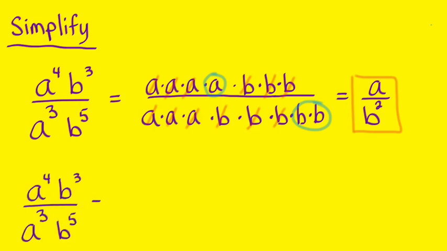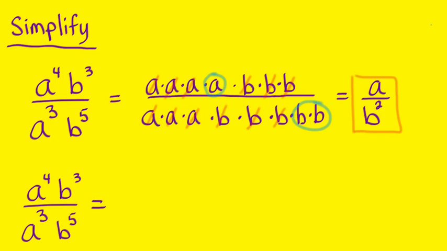But of course we learned in chapter 6 that we could just subtract. So A to the 4th divided by A to the 3rd, that's 4 minus 3, which would be 1. And then you have B to the 3rd divided by B to the 5th, which would be 3 minus 5, which would be negative 2, so it would take a ticket and stay downstairs.